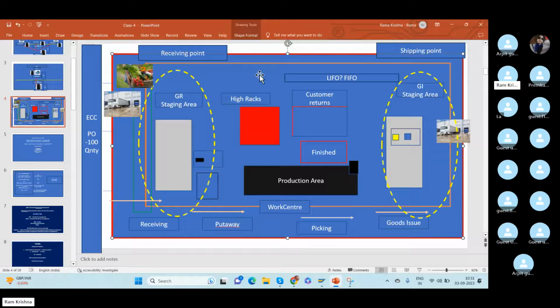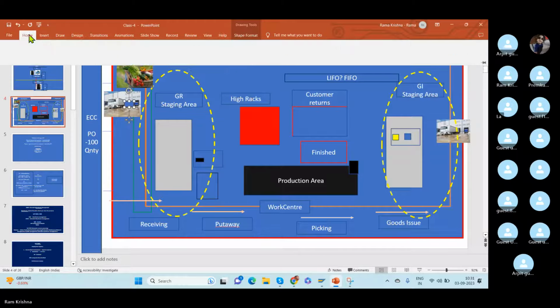Okay, from the vendor. Now tell me, if you are receiving the goods to the plant, the stock should be moved to which storage type? High rack storage type. It should go to the high rack storage type.